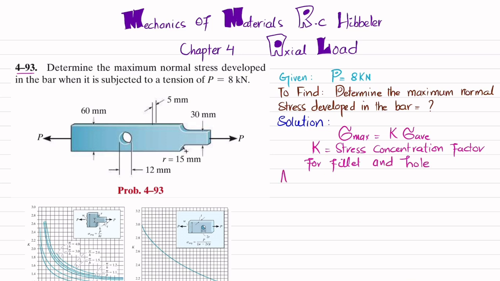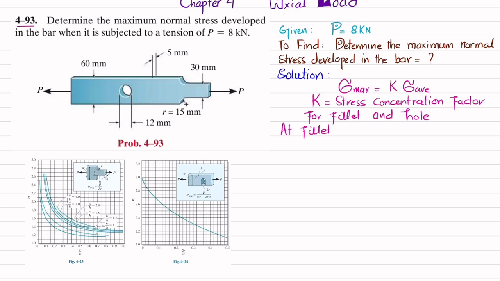So starting from fillet, at fillet we will find this K. But before finding this K, we will find some values, which are R by H and W by H. So we will find what W, R, and H are for this shape given in the rod. You can see W is this one, which is the height, and that is 60 millimeter. R is the radius of fillet.